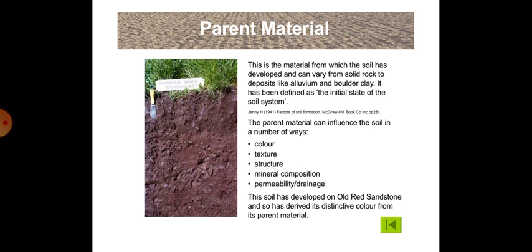First we will discuss the parent material. This is the material from which the soil has developed and can vary from solid rock to deposits like alluvium and boulder clay. It has been defined as the initial state of the soil system. The parent material can influence the soil in a number of ways: color, texture, structure, mineral composition, and permeability, or we can say drainage. The soil has developed on old red sandstone and so has derived its distinctive color from its parent material.